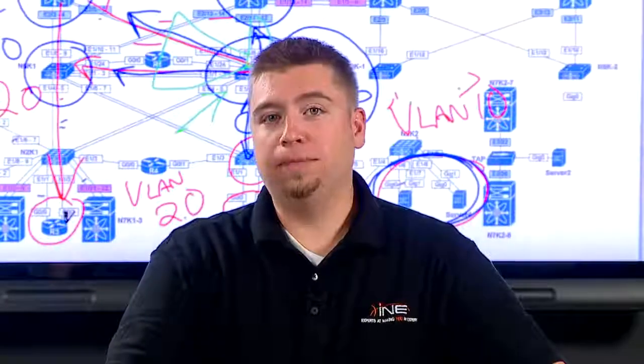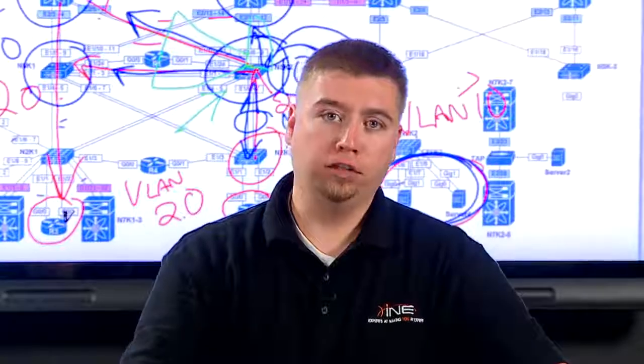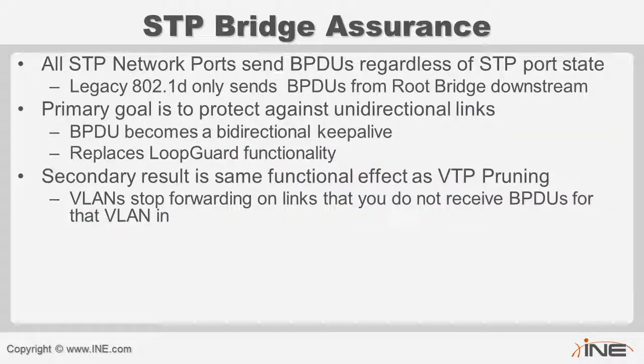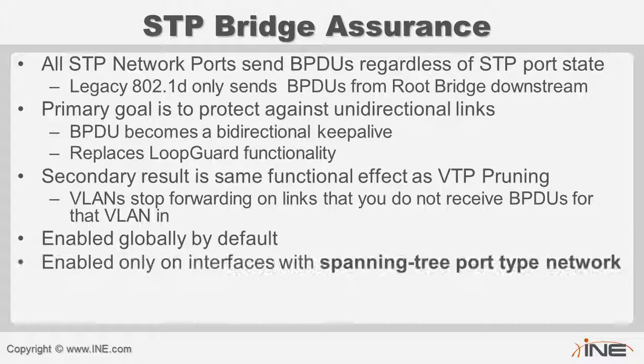Now at a later point in time, if we were to actually use VLAN 10 on a different portion of the network, it means that those switches will start to send the spanning tree BPDUs. Eventually, bridge assurance is going to unblock the link, and then we would be able to do our normal forwarding there. So the key here with this feature is that spanning tree bridge assurance is enabled globally by default, but it's not actually enabled on the interface level until we set the link to run as the spanning tree port type network.